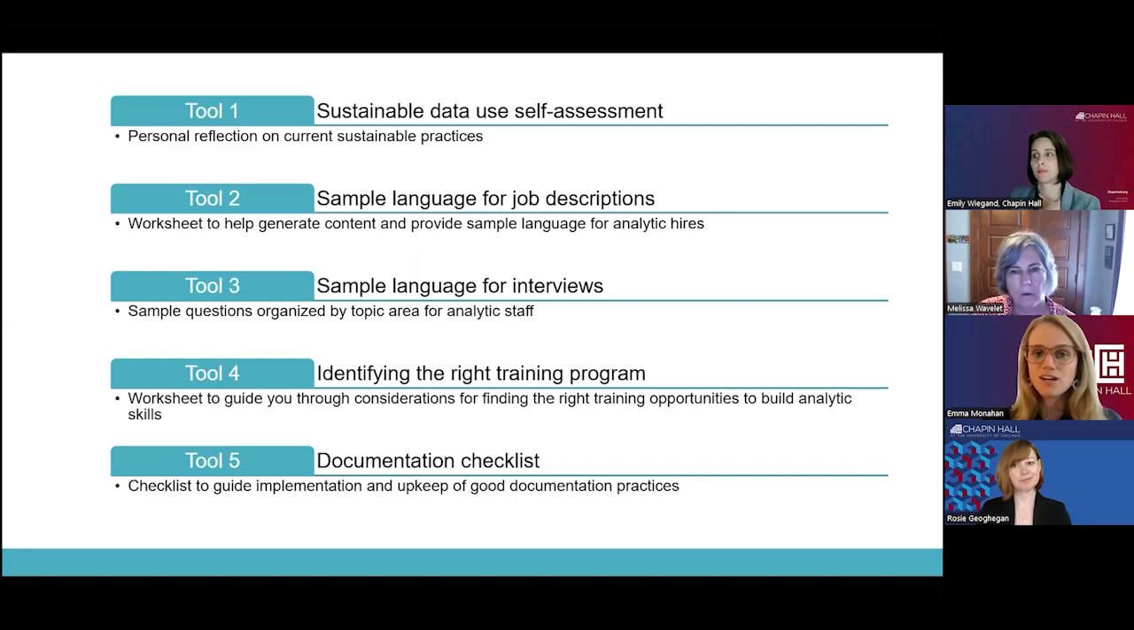There's a tool for identifying the right training programs. So it's a worksheet that can guide you through the questions to ask yourself, your staff, for then identifying the right training opportunities to build the analytic skills internally that you might need. And then finally, there's a documentation checklist. We really like this tool. I'm going to preview it to you in a second. So let's go to the next slide.